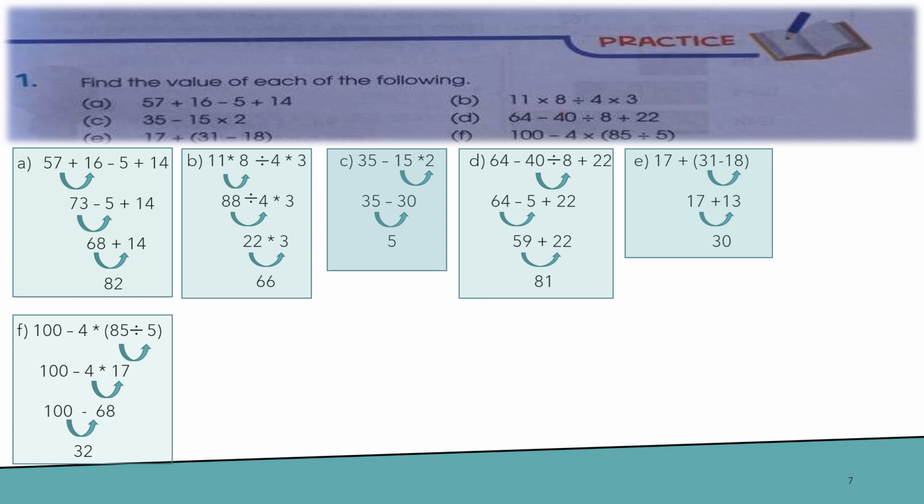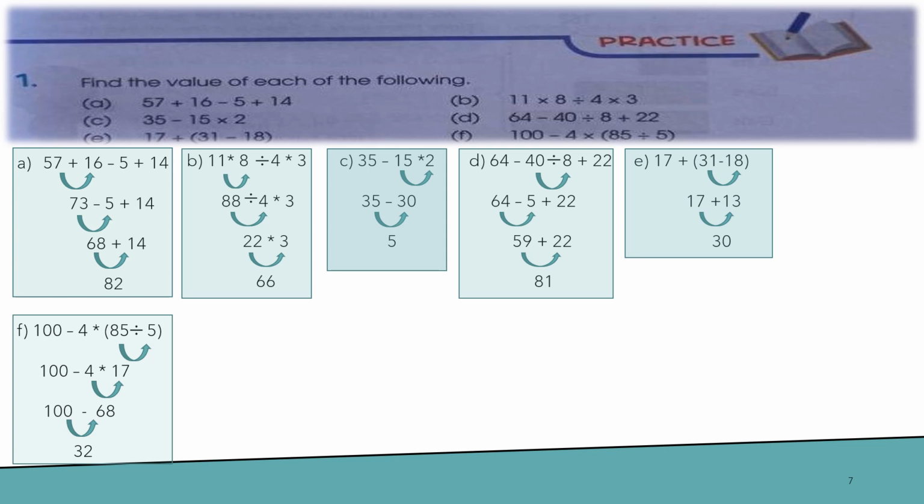The last rule says that if there is a bracket in an expression, then we first solve the bracket and then solve the rest of the question according to our rules. So for part A, we have 57 plus 16 minus 5 plus 14. This is a simple addition and subtraction question.